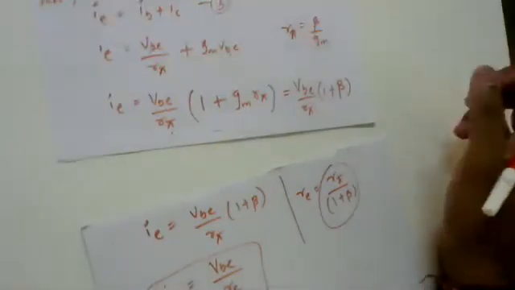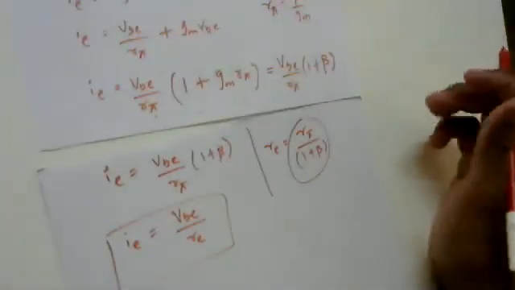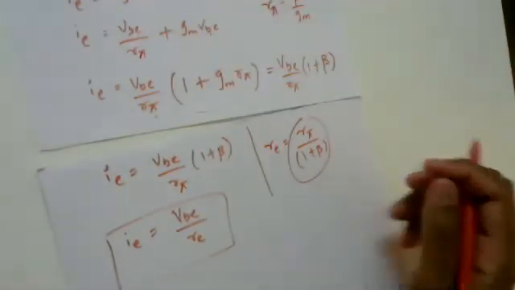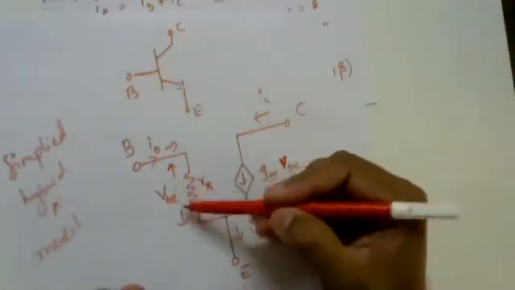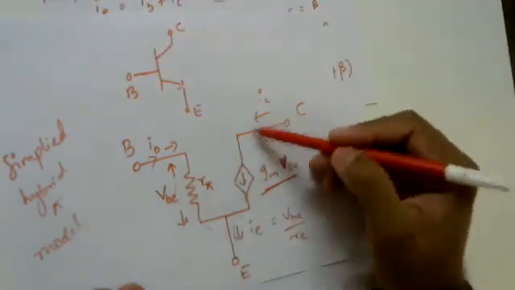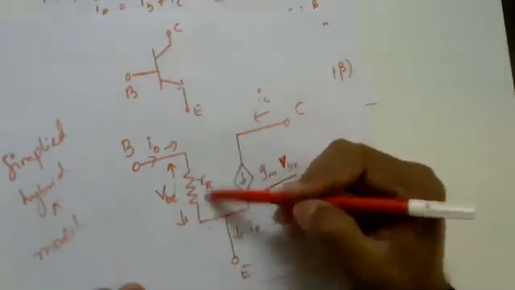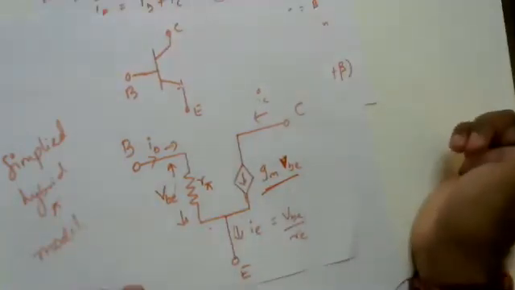This is how we are able to model it in terms of a hybrid pi model. That's a simplified hybrid pi model, wherein we are modeling it as a voltage controlled current source. So as the name suggests, depending upon the voltage drop across this resistance, the value of IC will be defined. Hence, it is called a voltage controlled current source.